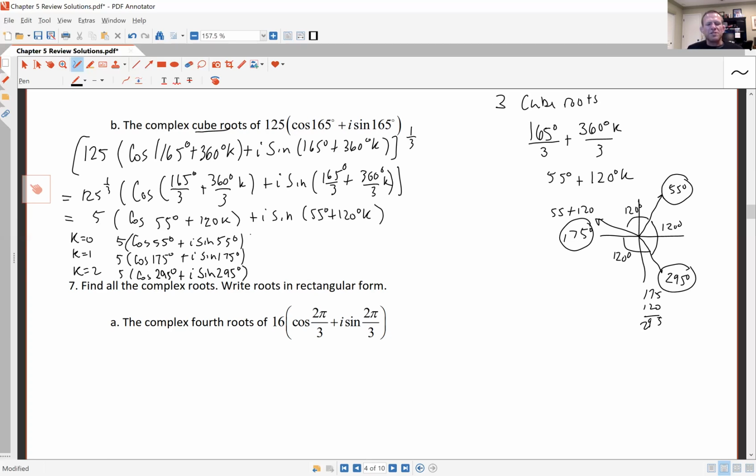Now, if you go k equals 3, you're going to be back up at the k equals 0, and then you'll just be back around in the circle, and so that's why we stop. 3 cube roots go from 0 to 2.